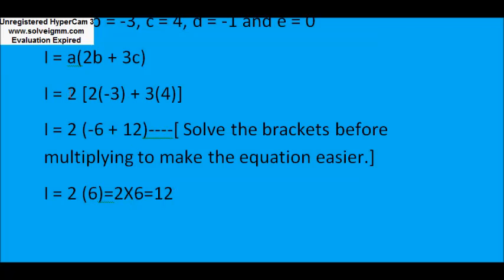Most of the girls make this mistake: before simplifying the bracket portion, they multiply 2 with minus 6, and then they multiply 2 with 12. This is also correct, but you can make mistakes in this way. That's why it is better to simplify this portion first. So after simplification, you will multiply your answer with 2.